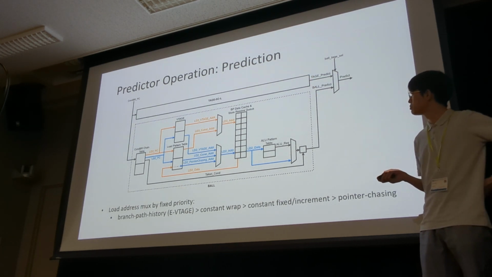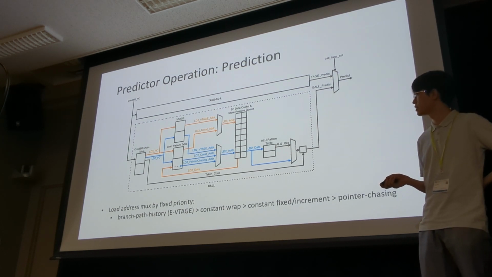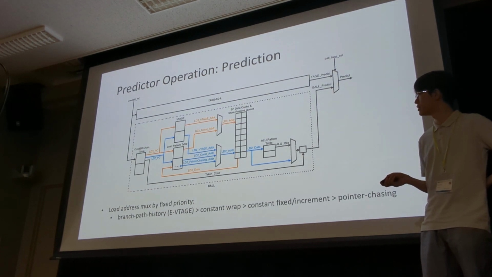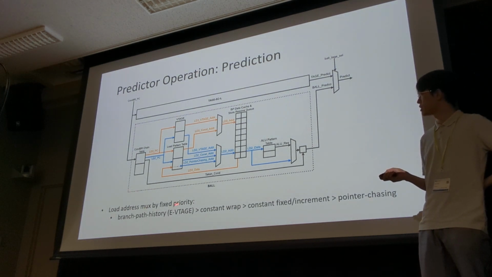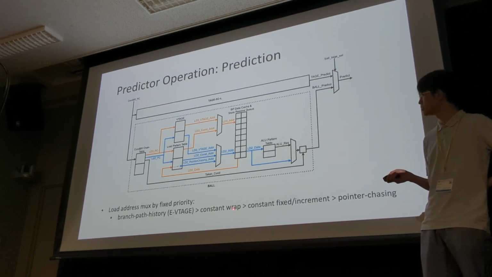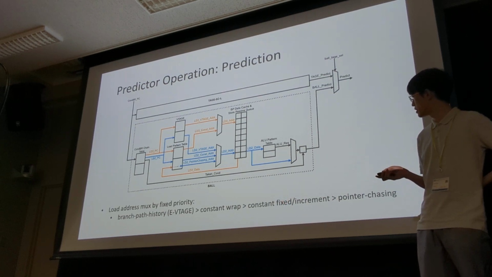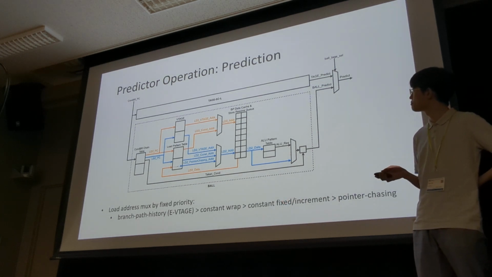Since there are multiple stride address patterns and there may be more than one pattern with high enough confidence, they are arbitrated by fixed priority. First is branch path history, second is constant wrap pattern, third is fixed or increment pattern, and at last the pointer chasing pattern.